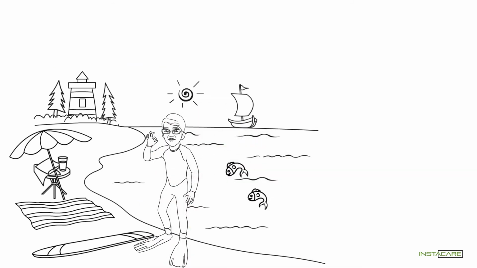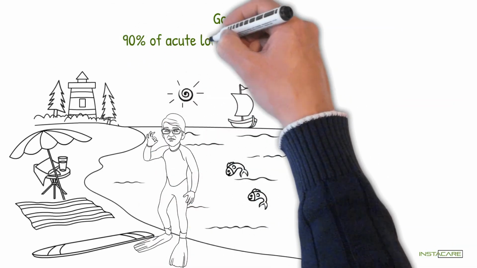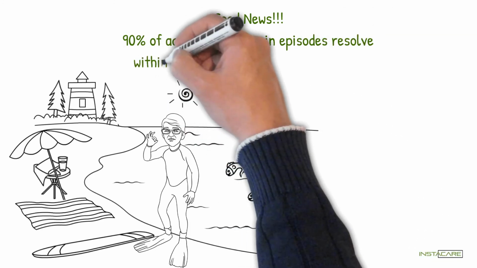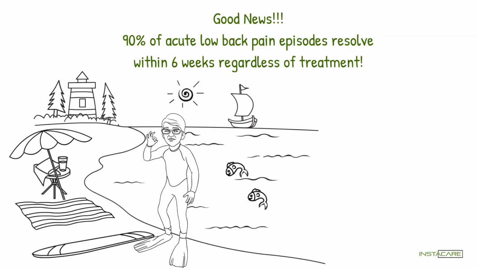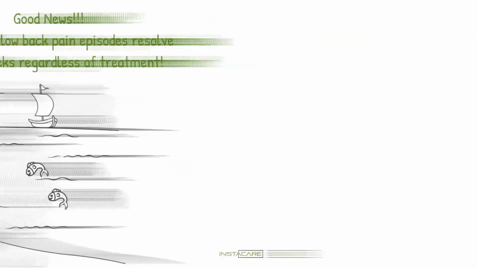Let's make sure to end this on a good note. There is good news. 90% of acute low back pain episodes resolve within 6 weeks regardless of treatment. Even if you do nothing, you will most likely get better. However, by seeing a medical professional, you may be able to significantly speed it up and reduce the risk of it reoccurring.